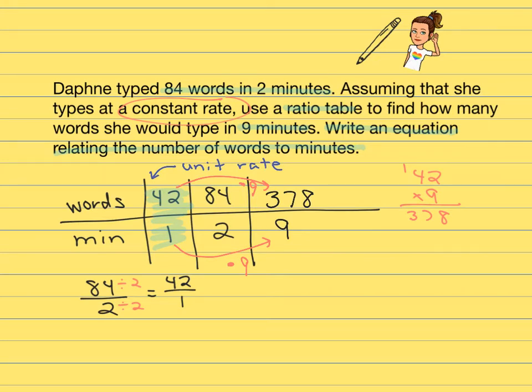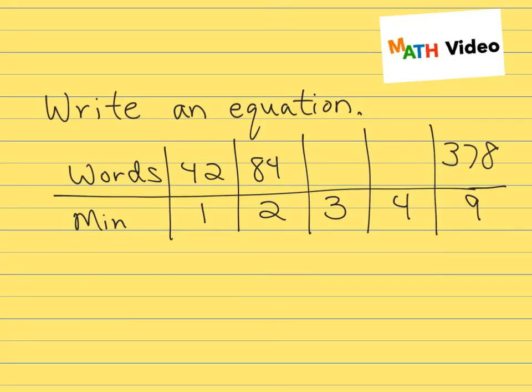We can see the multiplication by the unit rate by multiplying 1 times 2 equals 2, and 42 times 2 equals 84. We can multiply by the unit rate to find answers to an extended problem. To finish this problem, we have to write an equation. To do that, we're going to use this unit rate.